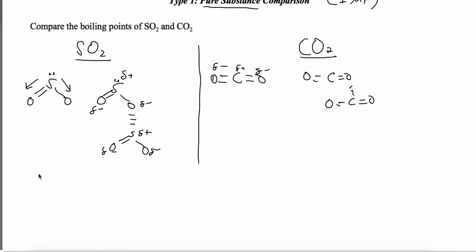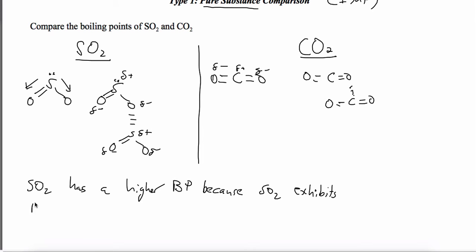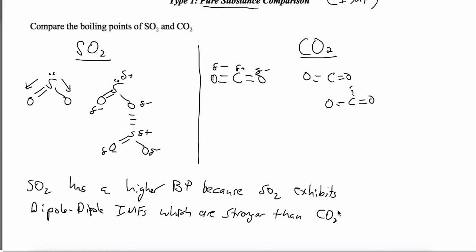So for the answer, SO2 has a higher boiling point, BP, because SO2 exhibits dipole IMFs, which are stronger than CO2's London dispersion IMFs.